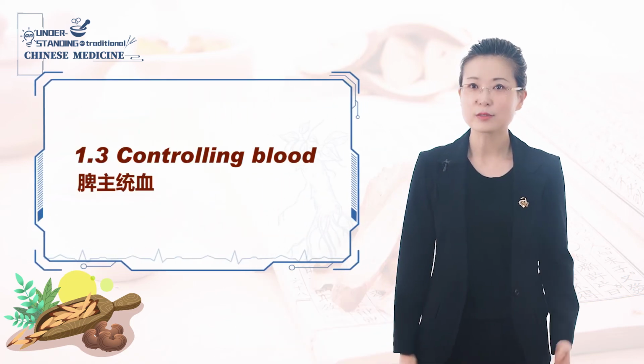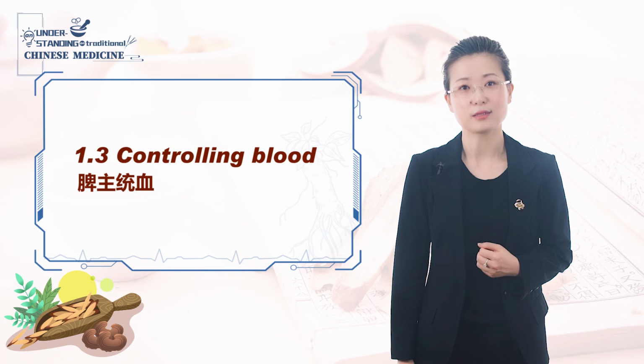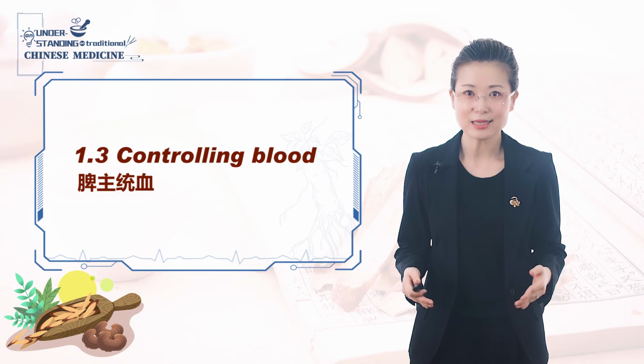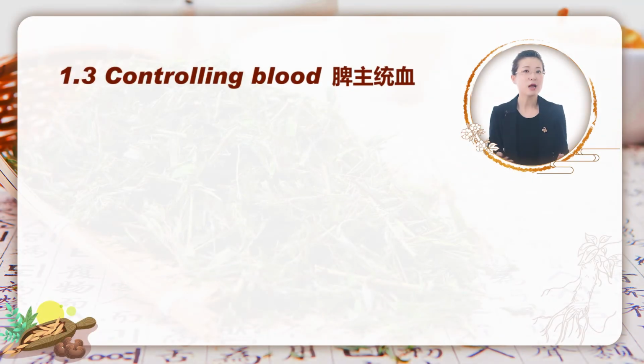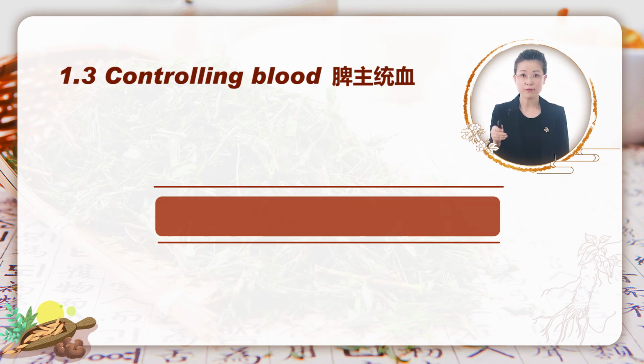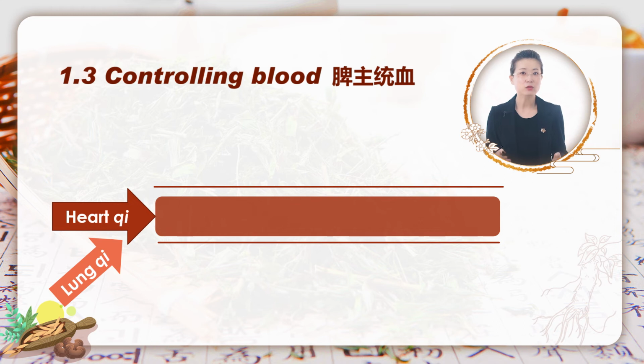The last function of spleen is that it controls blood, 脾主统血, also being translated as spleen facilitating blood. Let's make a review on what we have already learned in sections of heart and lung. This is blood vessel, and this is blood. We have known that by the promotion of heart qi, blood circulates in the body.